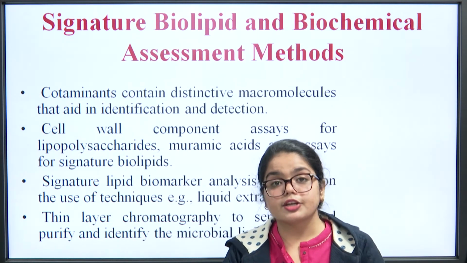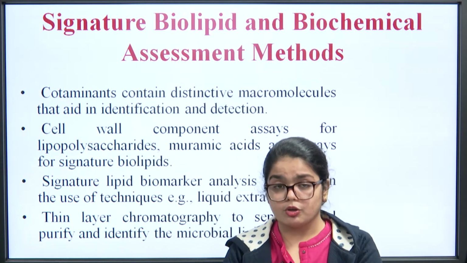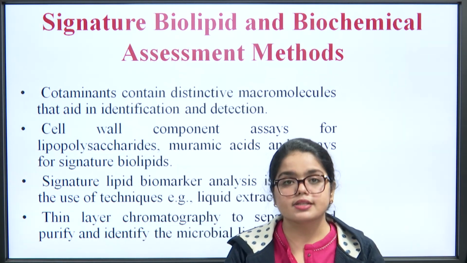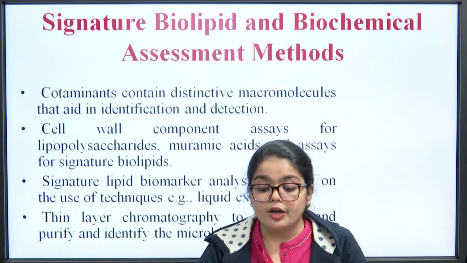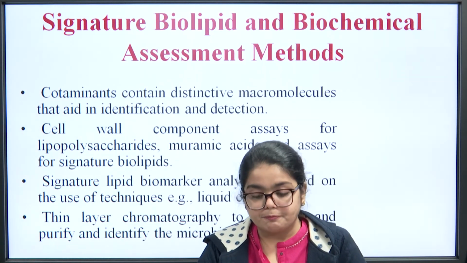So, we call them signature biolipids. That means that if biolipid A is present in a particular contaminant, the microbe present there could be X. It is like that. So, thin layer chromatography is used to separate, purify and then identify the microbial lipid.